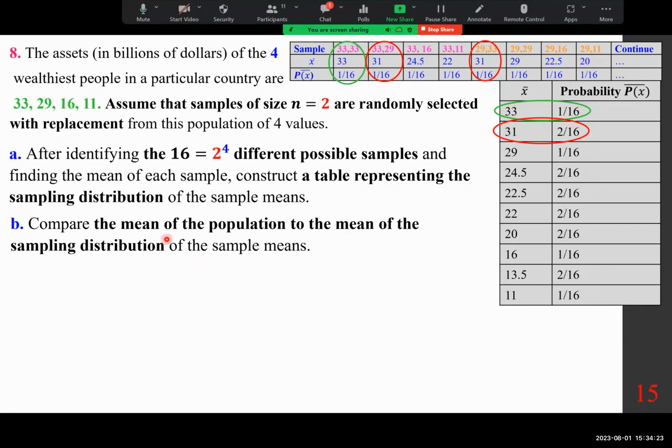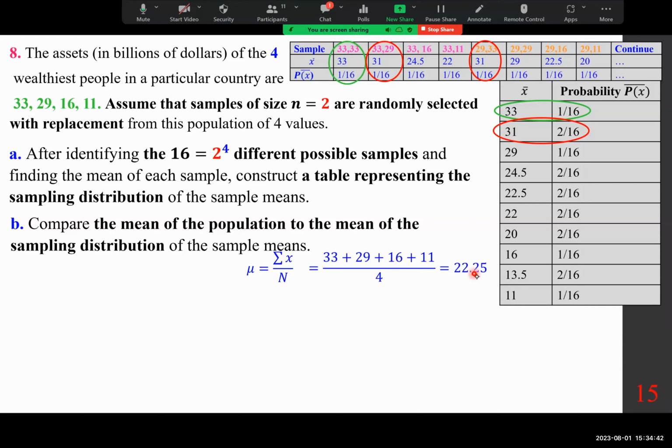So how do you find the mean of those 4 numbers? Add them up, divide by 4. Mu is the summation of x over n: this number plus this number plus this number plus this number, divided by 4, and we get 22.25. That's the average, of course, in billions of dollars.